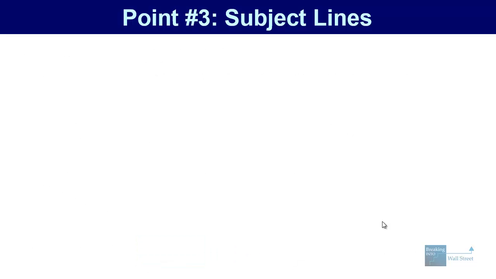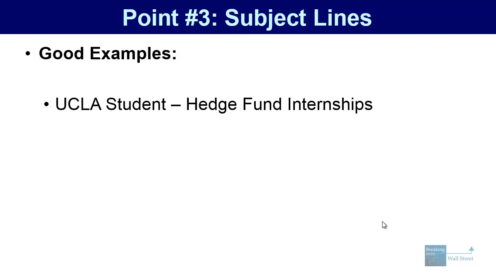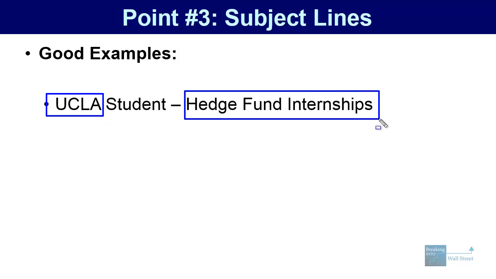Let's look at a few good subjects that use 2 out of 3 of those 3 C's. UCLA student hedge fund internships. So you're establishing credibility with the UCLA part because it's a good, well-known school. And then you're telling the other person what you want to know about. They can put 2 and 2 together. They know if you're a student asking about internships, you probably want an internship at a hedge fund.